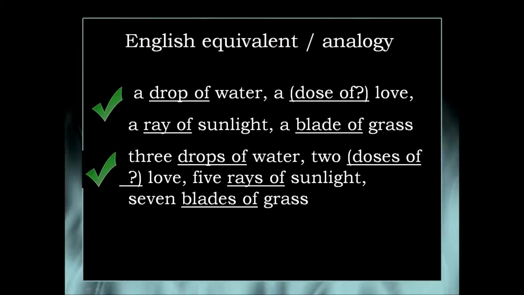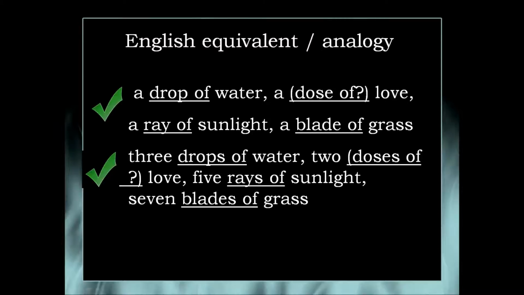So love, I don't know what the real quantifier is, but you could say a dose of love, right? A ray of sunlight, a blade of grass. And you could also add additional numbers in front there. 3 drops of water, 2 doses of love, 5 rays of sunlight, 7 blades of grass. You notice how we've taken these nouns that are intrinsically non-quantifiable, water, love, sunlight, grass. We've used a quantifier, drop, dose, ray, blade, and by so doing, we've been able to repackage this noun in such a manner that we can quantify the noun. We can say there's 1 of them, we can say there are 7, we can say there are 500 drops of water. The point is we've used a certain word that's enabled us to quantify this noun.